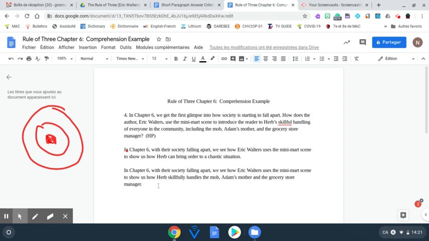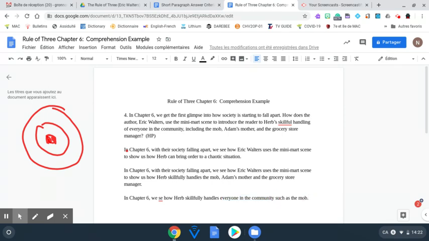Now, one of the things that I saw some people do in their topic sentence was something like this. In chapter 6, we see how Herb skillfully handles the mob, or skillfully handles everyone in the community like the mob, or such as the mob. So while we have everyone in the community here, there's the precision of the mob.